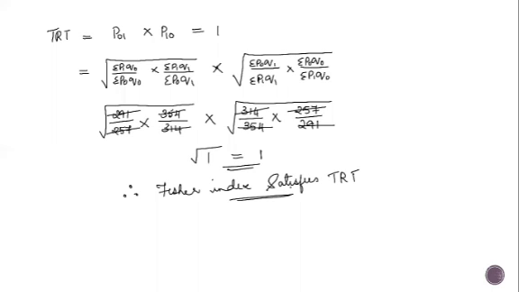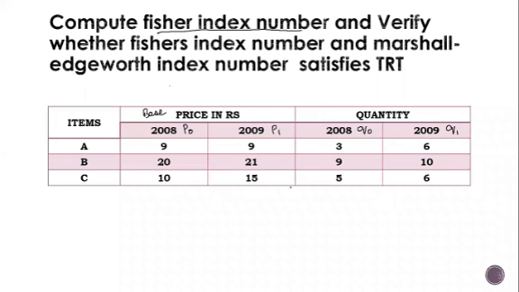So in the question, if they ask you to compute Fisher index and also verify whether it satisfies TRT, you have to apply the same formula of Fisher index and find it out. Also, they have asked us to find Marshall and Edgeworth. So which formula you have to apply? You have to apply Marshall and Edgeworth formula.